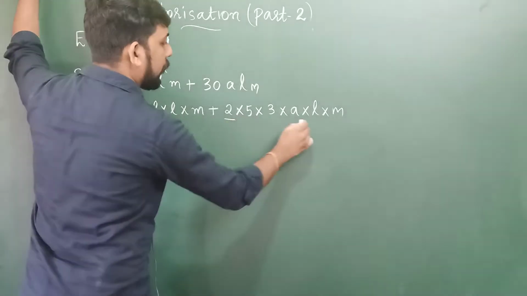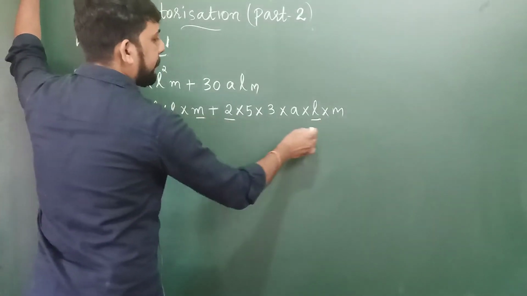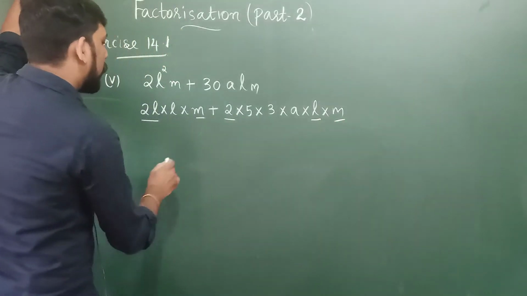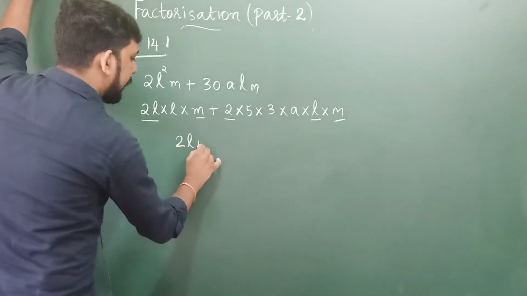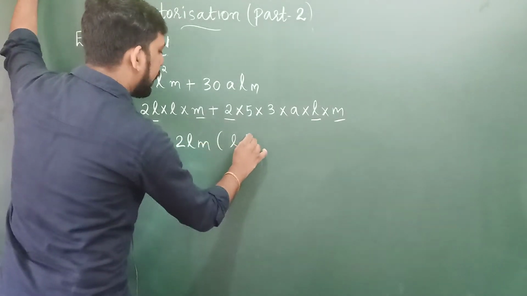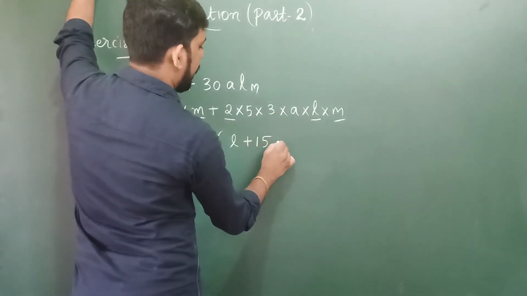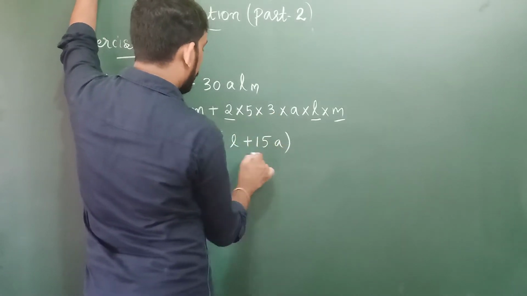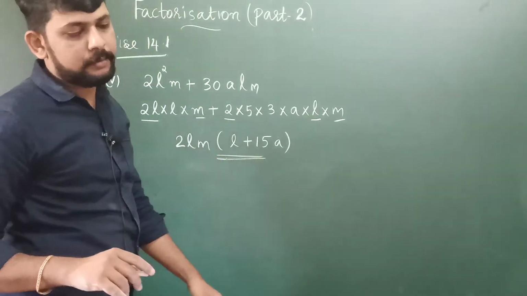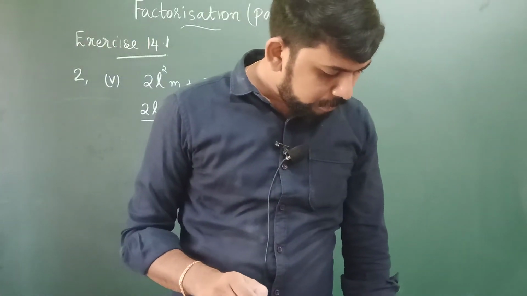2LM. Okay, 2LM is common. Inside the bracket, L plus 5 into 3, 15A. Okay, this is the final answer.